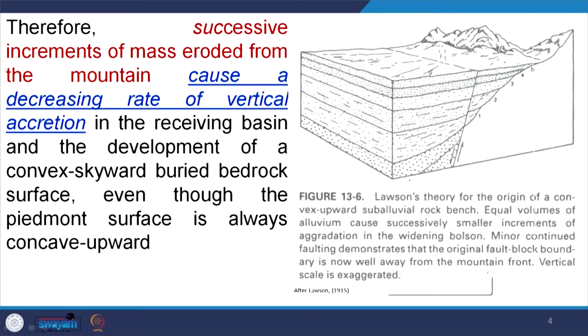Therefore, successive increments of mass eroded from this mountain cause a decreasing rate of vertical accretion. This is very important to understand here. And in the receiving basin, it causes the development of a convex skyward buried bedrock surface, even though the pediment surface is always concave upward.